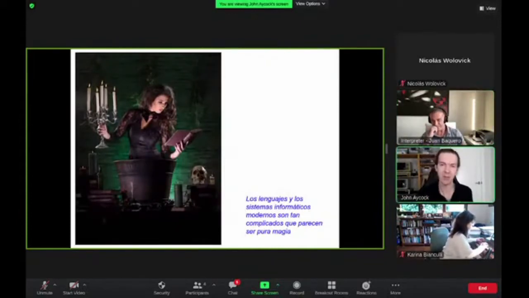For students, the languages and frameworks and systems they use are so complicated that they might as well be magic.